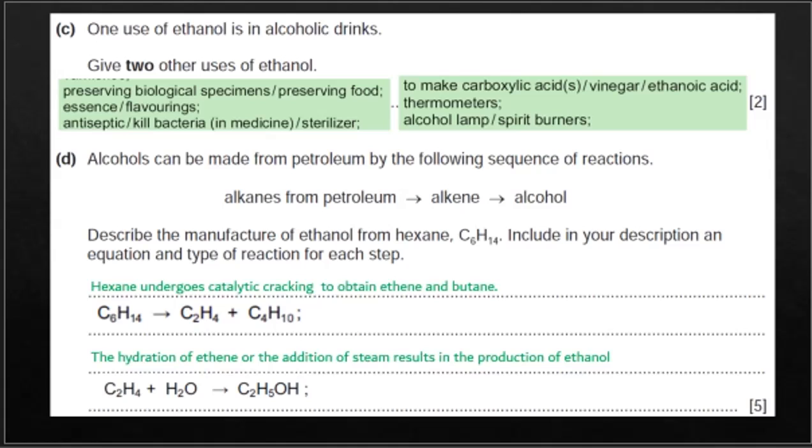Ethanol is used in hand sanitizers, as you will know. It's used to kill bacteria. It's used as a sterilizer. It's used in spirit lamps, in thermometers, in making vinegar, in making ethanoic acid, in essence and flavoring, to preserve foods, and there are many, many other uses of ethanol. But they only asked you to list two, so you could have listed any two.